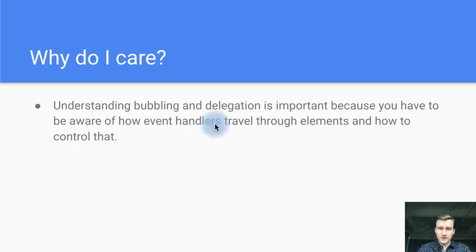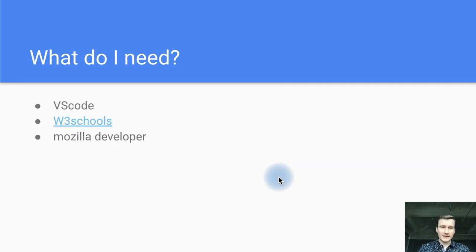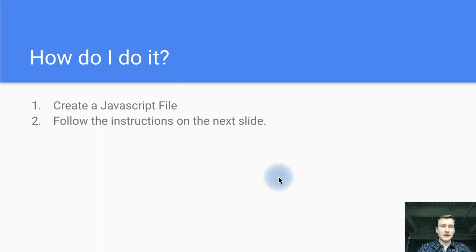Why do I care? Understanding bubbling and delegation is important because you have to be aware of how event handlers travel through elements and how to control that. What do I need? VS Code, W3 Schools, and the Mozilla developer documentation. How do I do it? Create a JavaScript file and follow the instructions in the next slide.